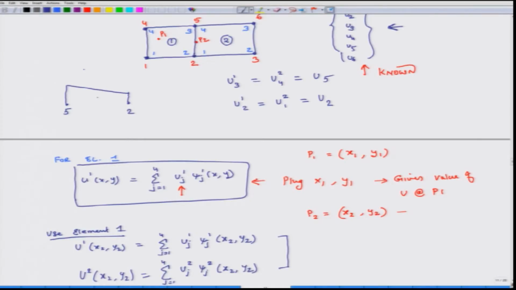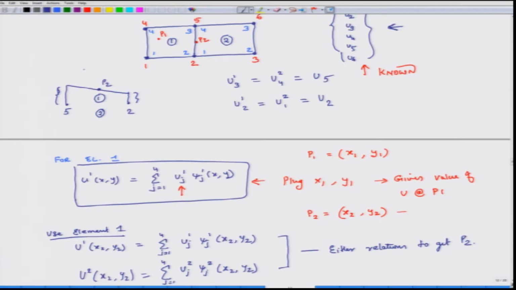So, it does not matter if I am looking from element 1, it will still vary in a linear way. If I am looking from element 2, it will still vary linearly, and the value at this midpoint P2 will be the same. Why will it be the same? Because these values are the same. So, I can use either of these values to get P2.